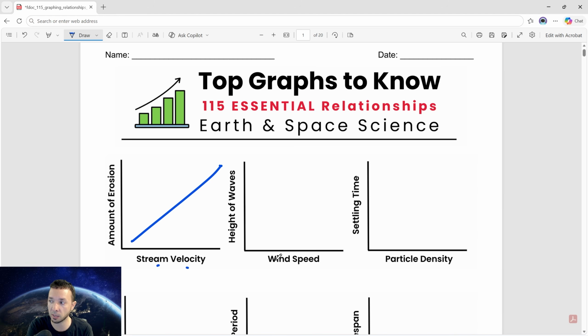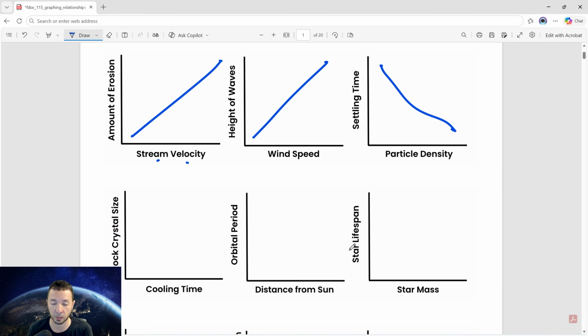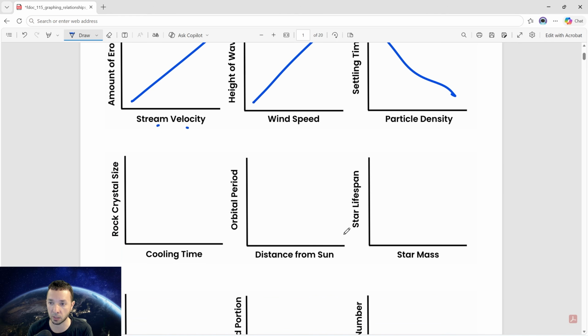As wind speed increases, what happens to the height of waves? Should be increases. As particle density increases, what happens to the settling time? It's how long it takes to settle. That should be inverse. So that means that the particle, think of a heavier particle, it's going to settle faster. I don't like to say heavy with density, but you get my point.